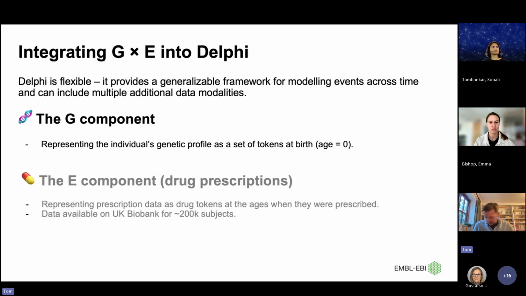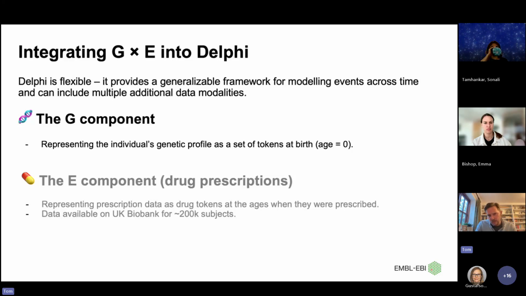So I'm just going to go quite quickly for the rest of the slides, and these slides are a bit old actually, but I just wanted to show you some examples of adding additional information into this type of model. As I said, Delphi is a very, very flexible framework. We can add pretty much any data type that you could imagine. But here I'm going to talk about adding genetics and drugs into the model, and you can think of that as G and E.